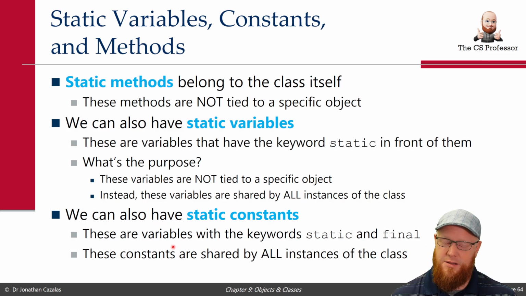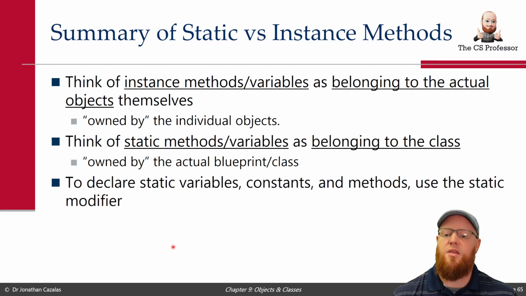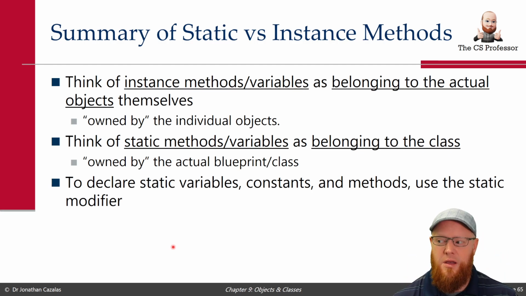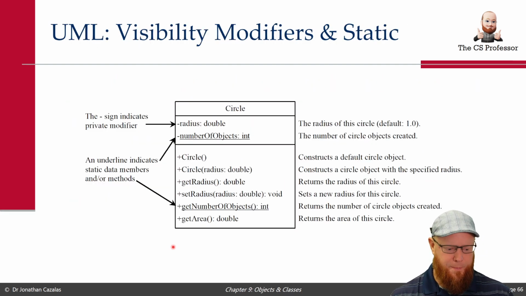A static constant has the word final, of course, and it also has the keyword static. These constants are shared by all instances of the class. So the summary of static versus instance: think of instance variables as belonging to the actual objects themselves, owned by the individual objects. And think of static variables as belonging to the class, owned by the blueprint, owned by the class itself. And finally, as we've seen, to declare static variables or static constants or methods, we always use the static modifier.